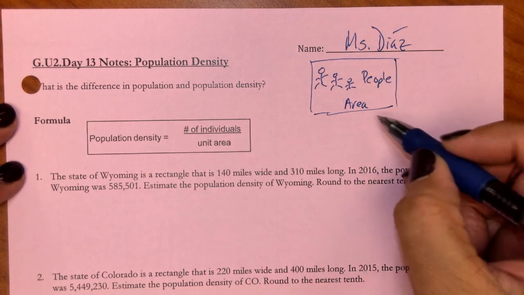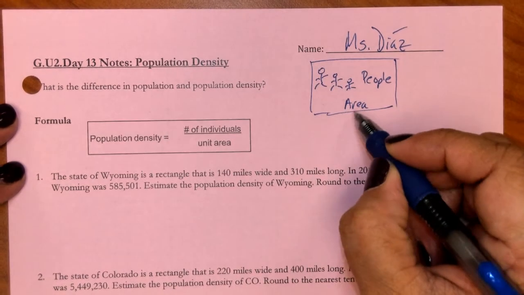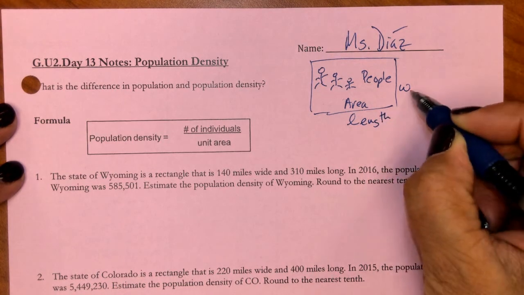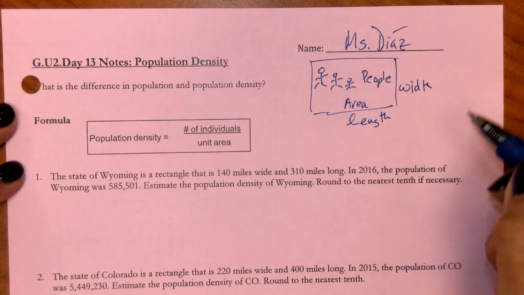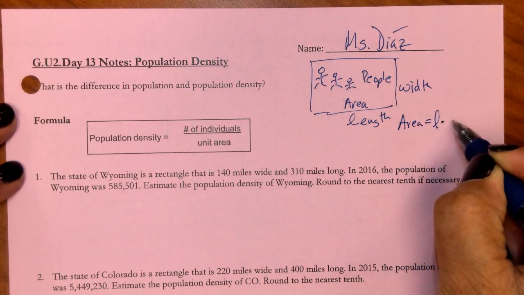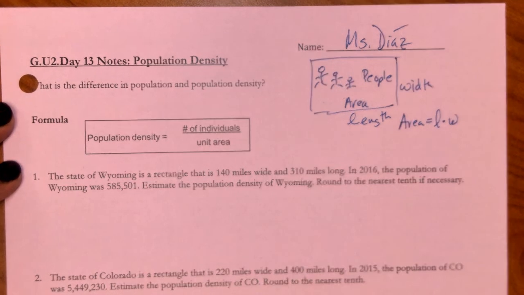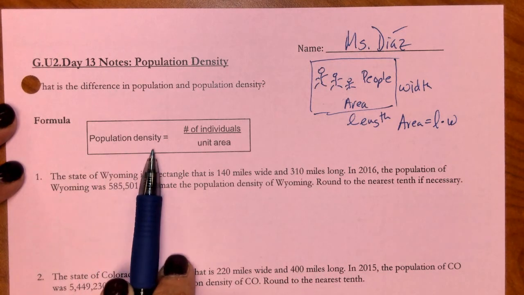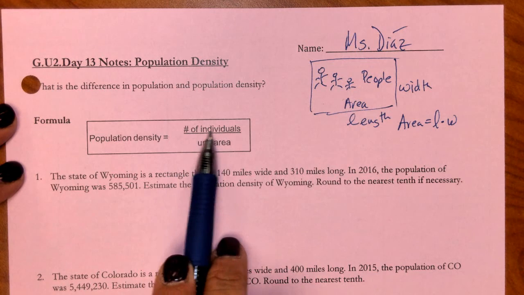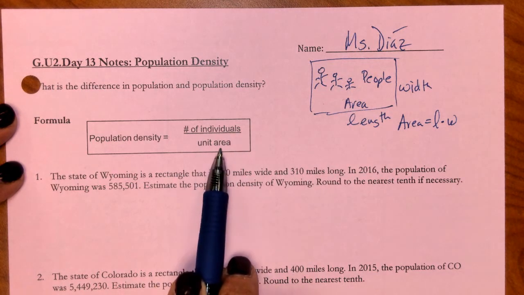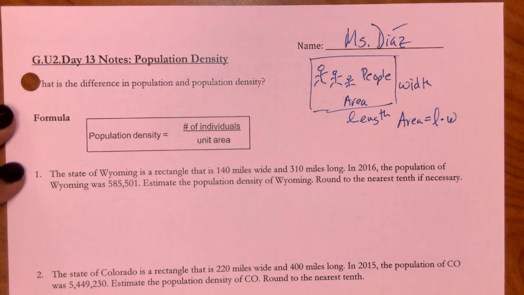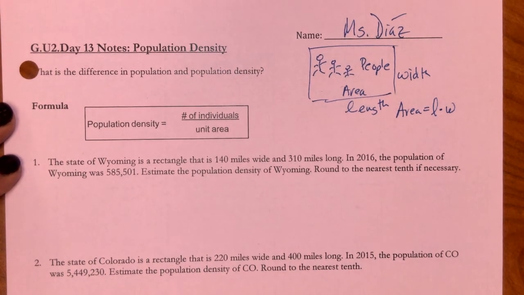If you recall the very first few days that we started this Unit 2, area consists of length times width. So we have a formula: area equals L times W. Population density is going to measure how many people are within this area. Number of individuals goes on top, and on the bottom we have the area we're talking about. So let's go ahead and start with problem number 1.